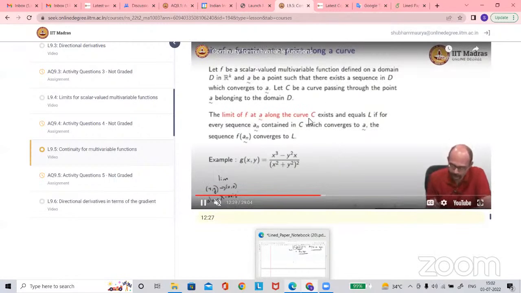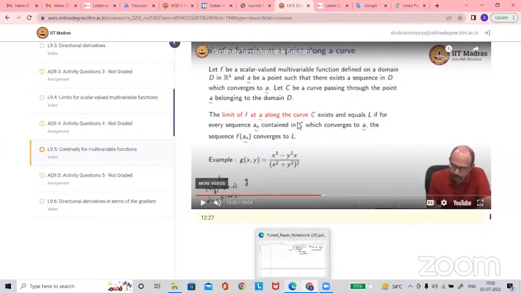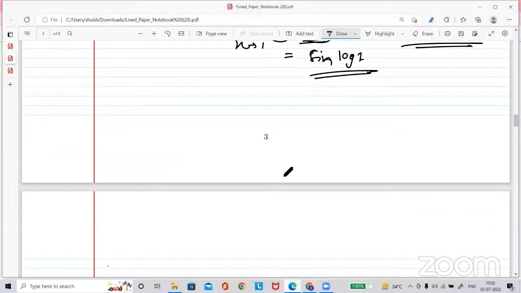See that the other definitions are written here. This is called the curve approach. The curve approach is a very simple thing. The sequential approach is somewhat like a curve. Let me relate it to you. You are in calculus, first variable. So this is from R to R, right?